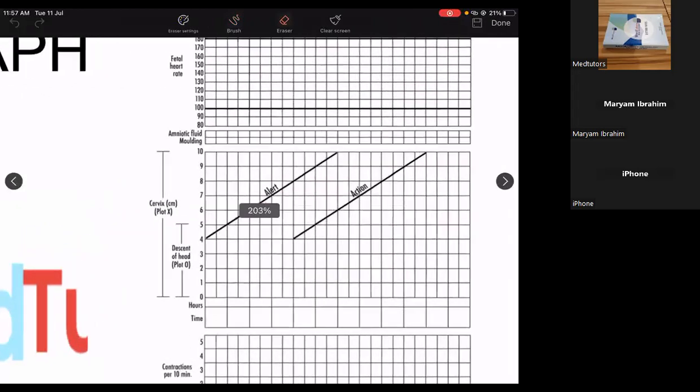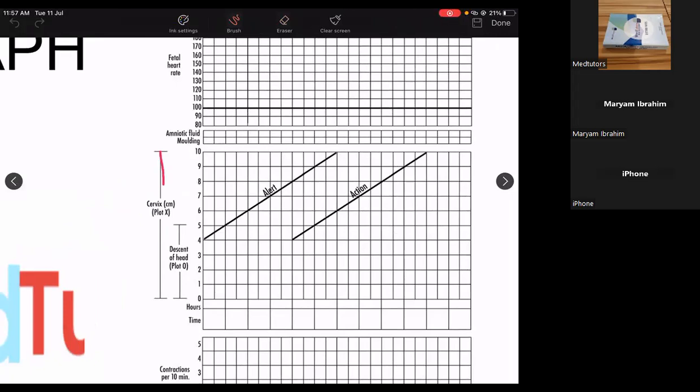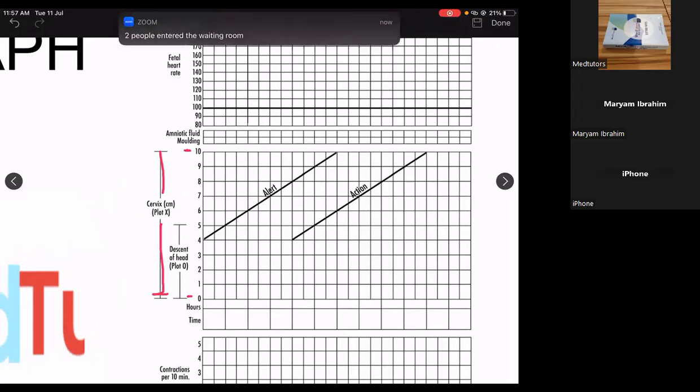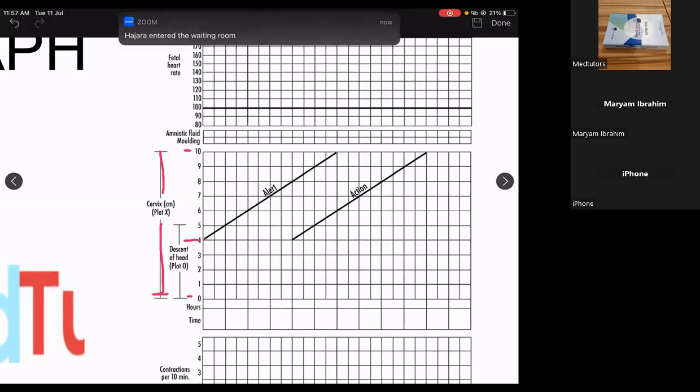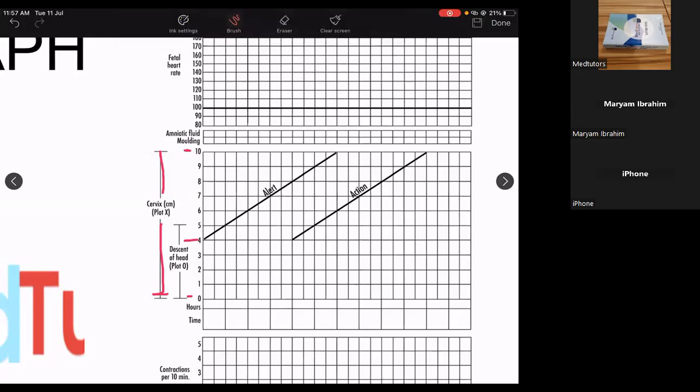So this here is the progress of labor. As you can see, this is the part where you have the cervical dilatation, and it's from 0 here to 10. But mostly, since you don't open the partograph until the woman is in active phase of labor, and that is at 4 centimeters cervical dilatation, you start plotting from 4. That is when the woman enters the active phase of labor. So this is about the cervical dilatation.